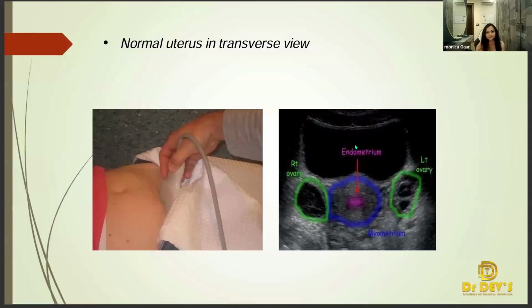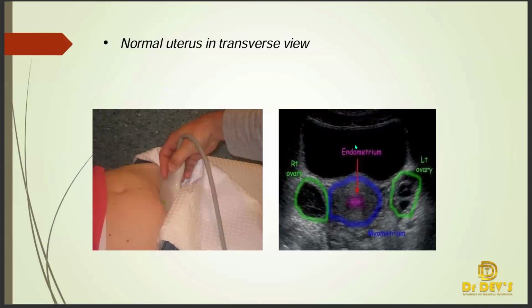Normal uterus in transverse view. Again, I'm assuming that you all know about the views of the ultrasound. We have two basic views, longitudinal view and the transverse view. Yes, hello? Any questions?